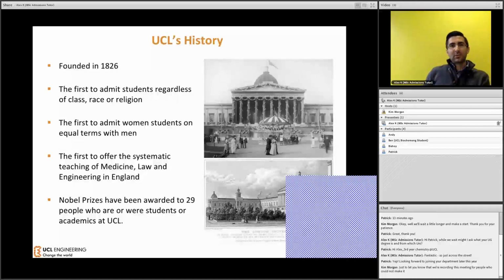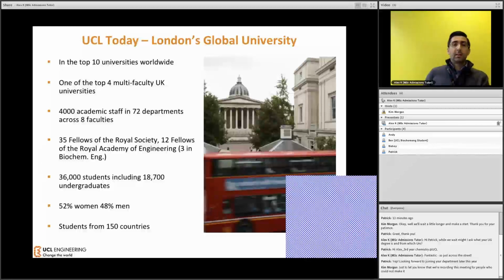So UCL today is one of the top 10 universities worldwide. It has academic departments spanning all disciplines you can imagine, from arts and law to sciences, medicine, engineering, really anything you can imagine. We have around 36,000 students, including around 19,000 undergrads, and our ratio between men and women is fairly evenly split. Our students come from 150 different countries, so our motto, London's Global University, is quite true from these statistics.